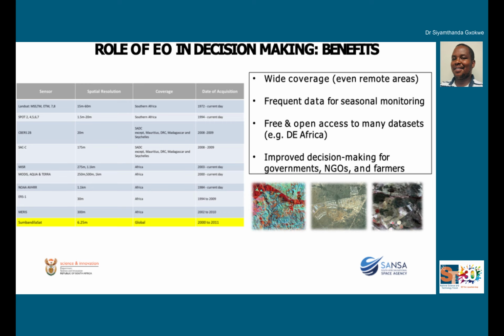And some of these satellites are free and open access. And as a result, we are able to leverage them to improve the decision-making process relating to agriculture, climate change, food security, amongst other things. So those are some of the benefits that we are having.